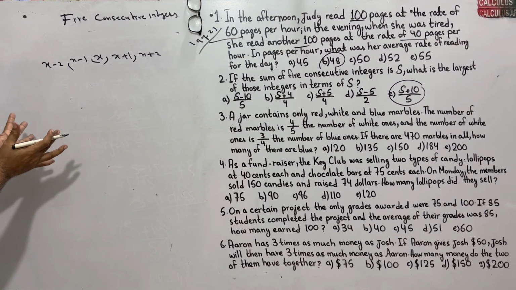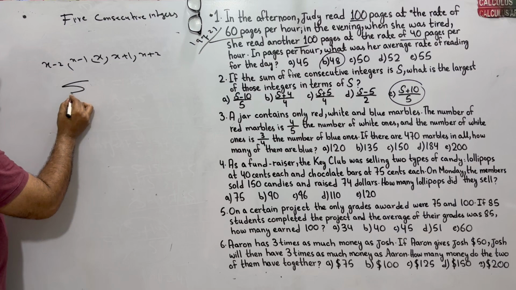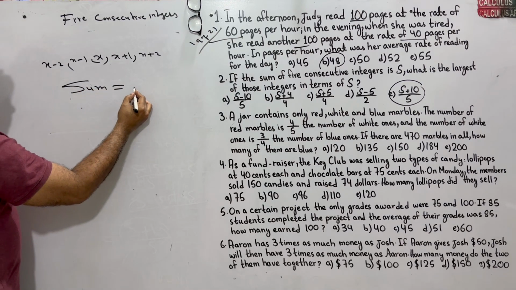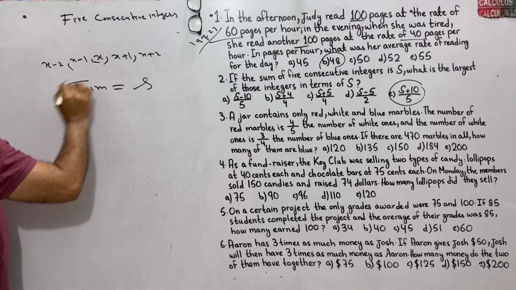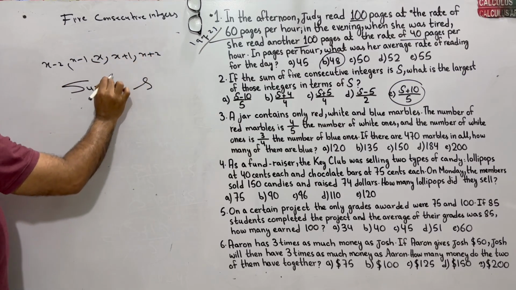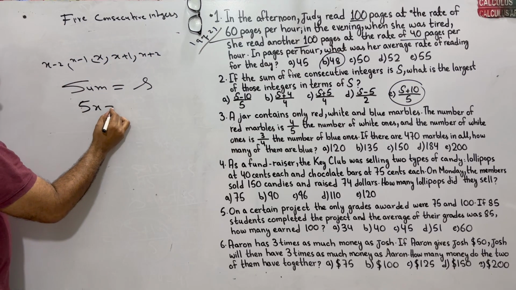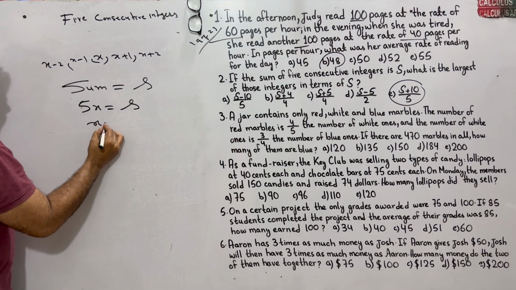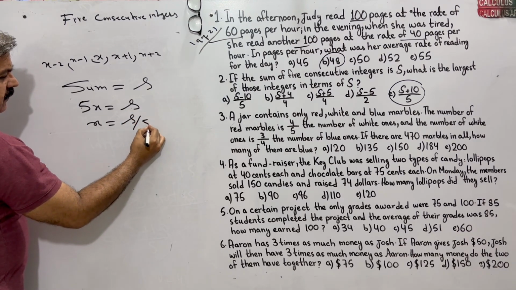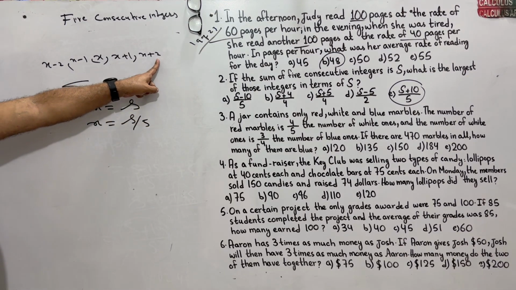What is the beauty in that case? Find their sum. Sum is s. If you sum them, negative 2 and positive 2, negative 1 and positive 1 cancel, and you are going to have 5x is equal to s. So simply x is equal to s over 5. So this is our average.